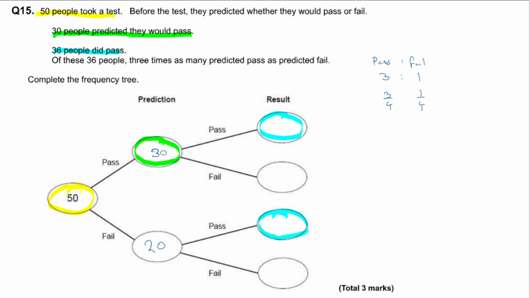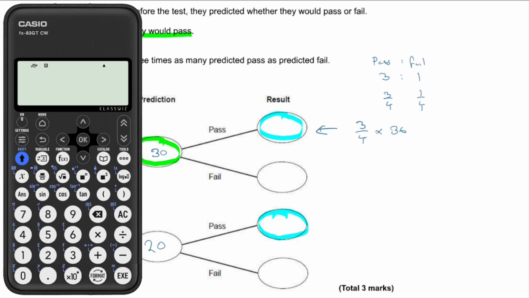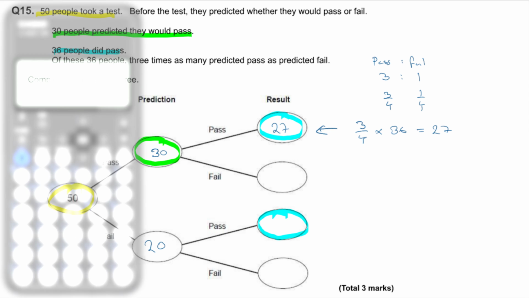Okay, so if I want to know how many people are in here, then I'm going to have to find 3/4 of the 36 people who passed, aren't I? Okay, so what is 3/4 of 36? So again, I'm just not going to take any chances. I'm just going to do 3/4 as a fraction on my calculator, and I'm going to multiply that by 36. That comes out to be 27. Okay, so that means 27 must go in there.